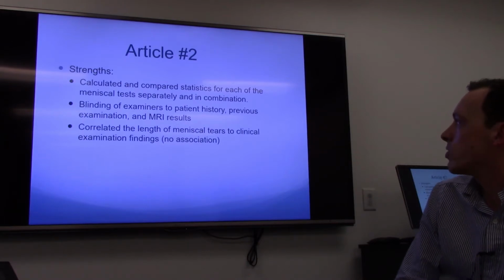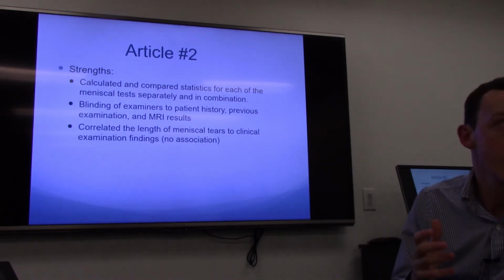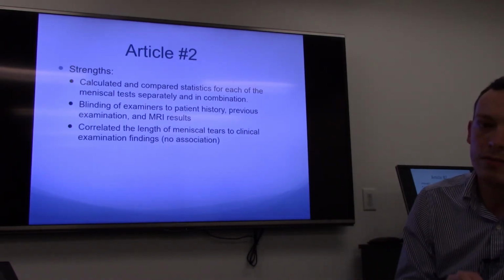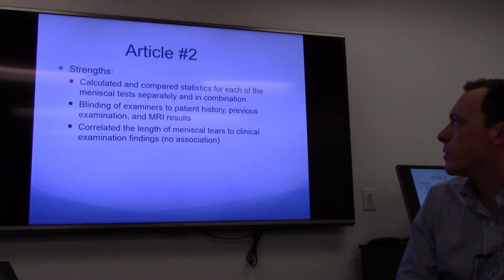The things I liked about this article were that they looked at the tests separately rather than the first article, which kind of grouped them all together and said, if you have any 2 positives on these tests, then that's a positive exam. This one broke it down into the McMurray's test and Apley's test specifically, and they also looked at them in combination, which I thought was a nice touch.